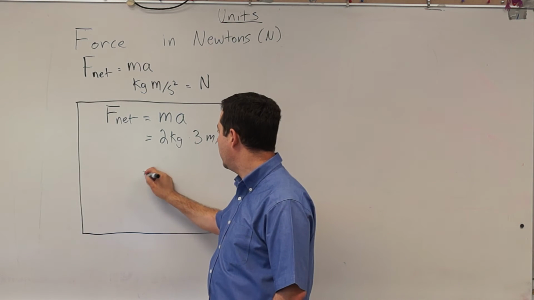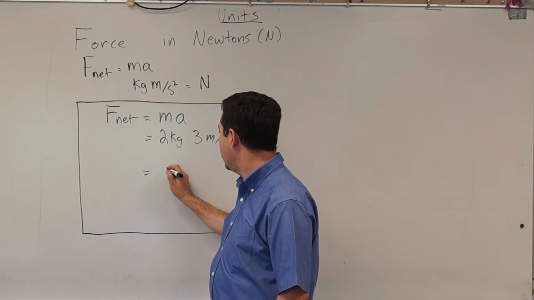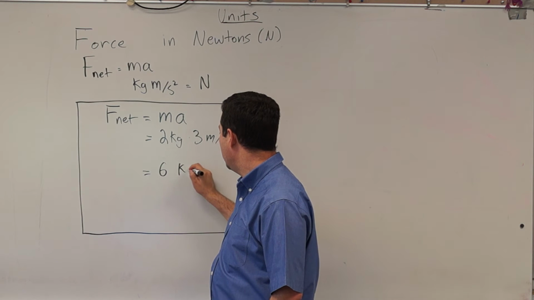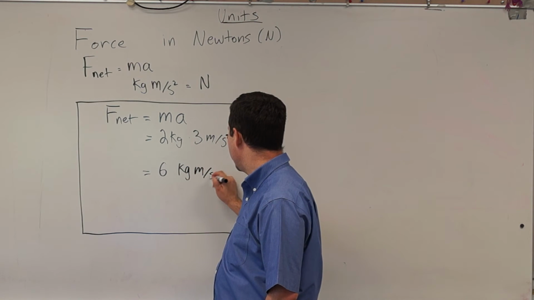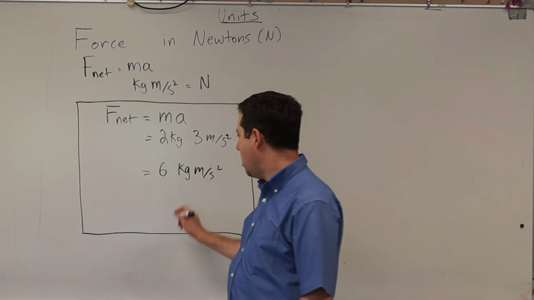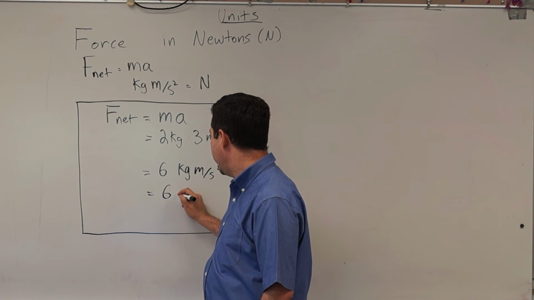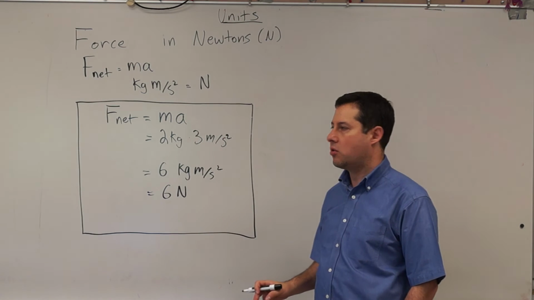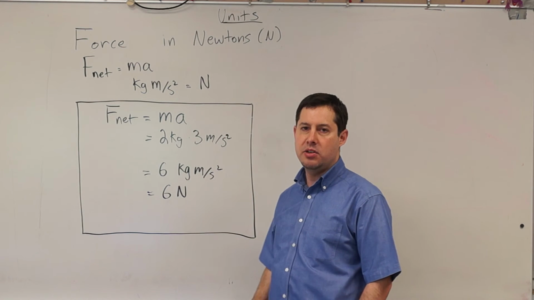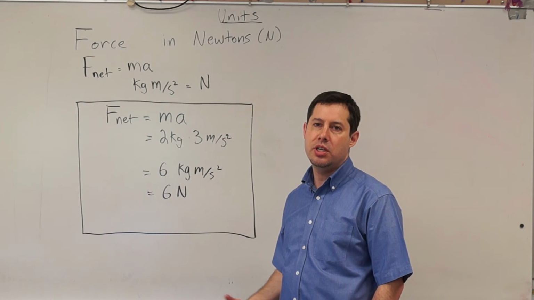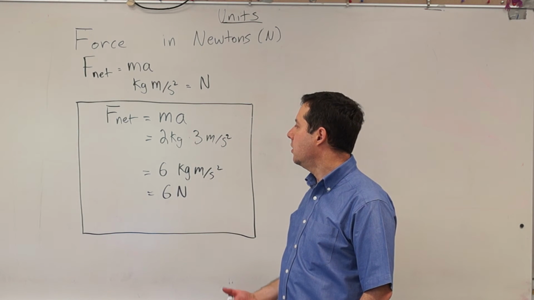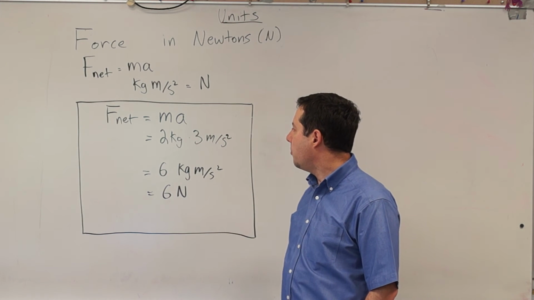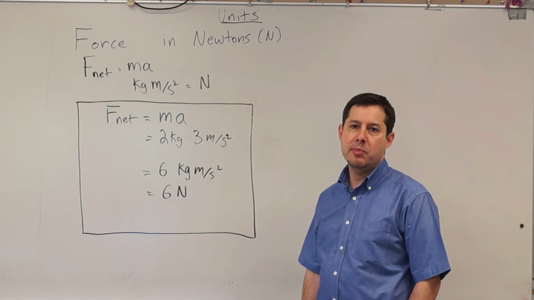And then ultimately you can put your result. 2 times 3 is 6. The units are kilograms meters per second squared. And we also happen to know that because this is force, it has to be 6 newtons. Now technically both of these answers are correct. I'm going to stick with 6 newtons because that's the unit we choose to use most of the time when we're dealing with force.